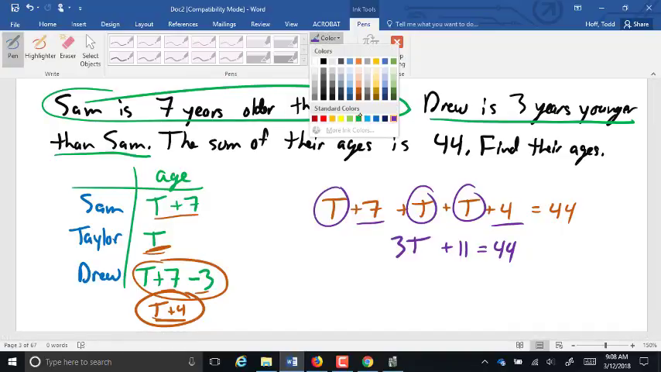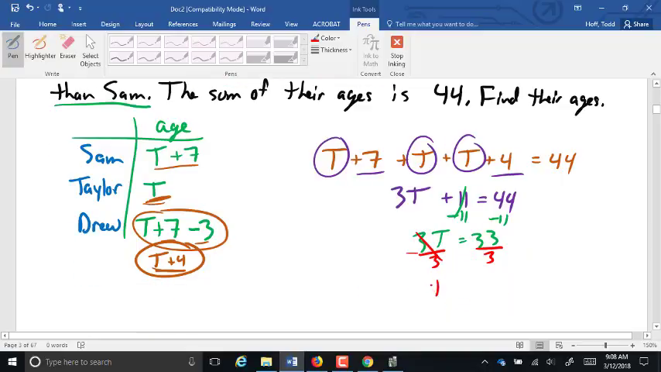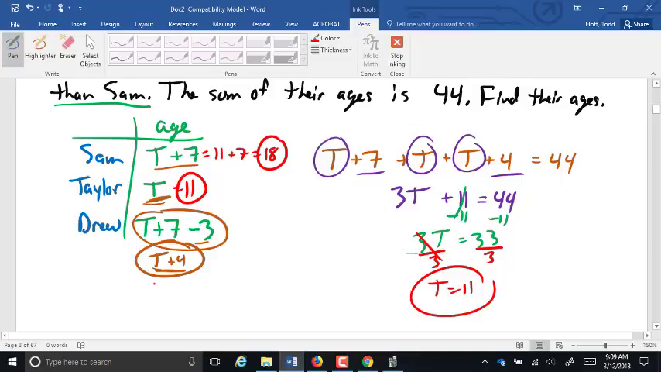Now the variable only appears on one side. Everything is combined, so we can go ahead and solve by subtracting 11. 3T equals 33, and divide by 3. So T equals 11. So now we go back and answer the question. T is 11, that's Taylor's age. Sam is T plus 7, so 11 plus 7 is 18 for Sam. And Drew is T plus 4, so 11 plus 4 is 15 for Drew.